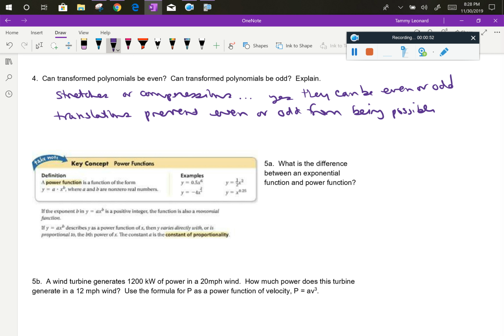because they make it impossible for that polynomial to either be reflected across the y-axis and have nothing happen, or for that polynomial to be spun around the origin 180 degrees and have it look like nothing happened.